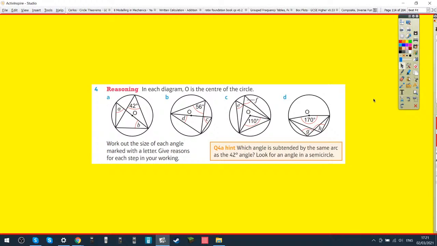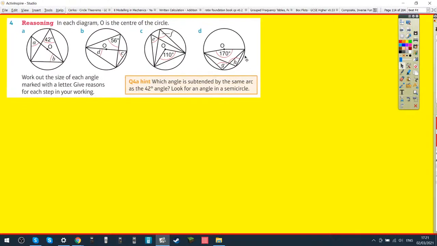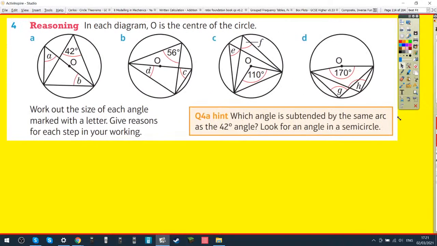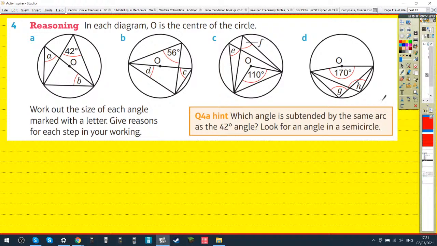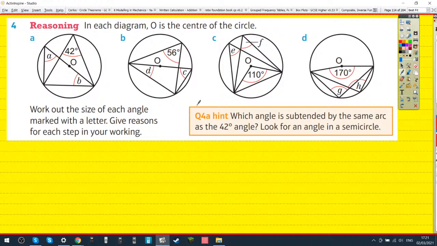Okay, let's try these. Work out the size of each angle marked with a letter. So A will be 42 degrees. A is 42. And how do you get B?